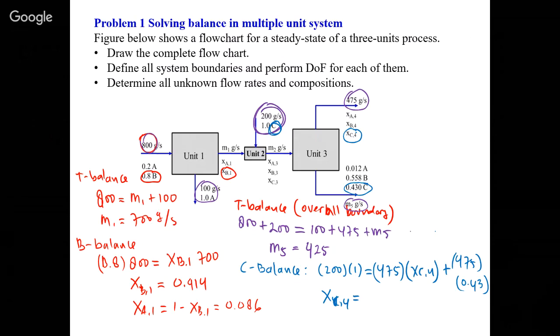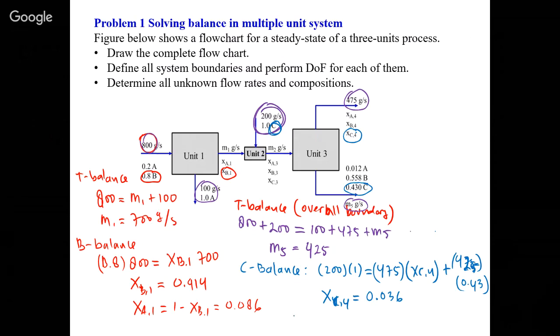Oh, I make a mistake here. So stream number 5 is 425. So let me do, it's 200 minus 425 multiplied by 0.43, divided by 475. Equal to something. You divide it with 475. Then this one equal to 0.036.